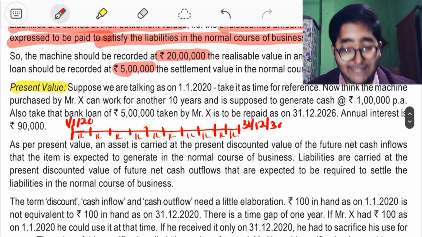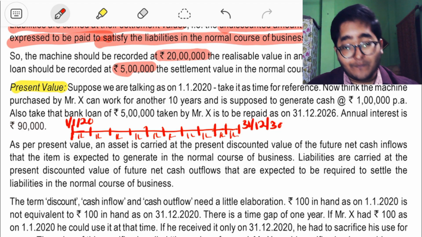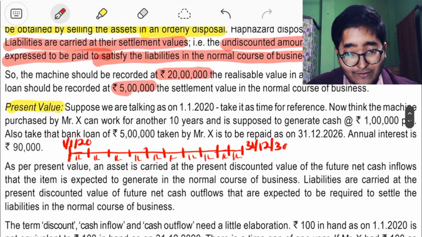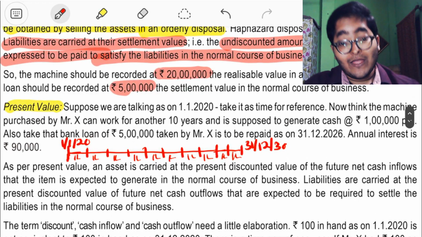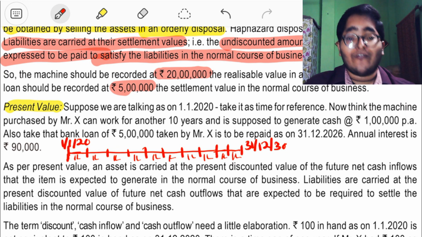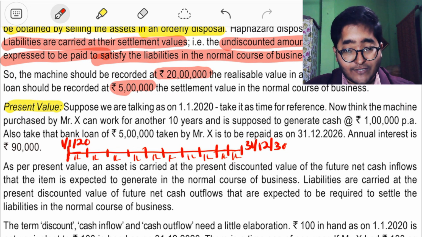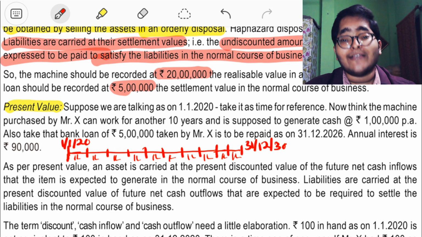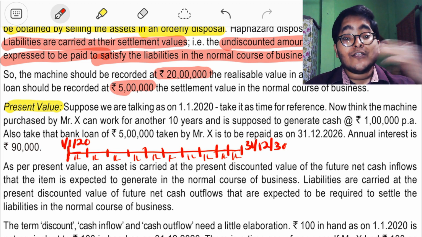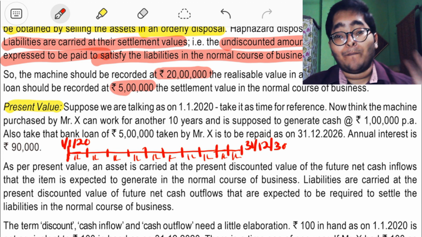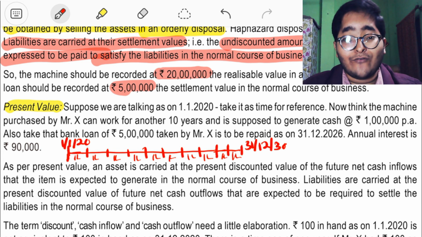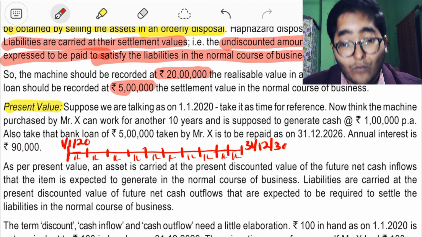So back to our example. As per the study material, as per the example, we are taking a date of reference, that is 1st January 2020. A machinery is purchased on 1st January 2020 and it is expected to have a useful life of 10 years. So for 10 years per annum it is going to generate rupees 1 lakh cash or 1 lakh revenue.